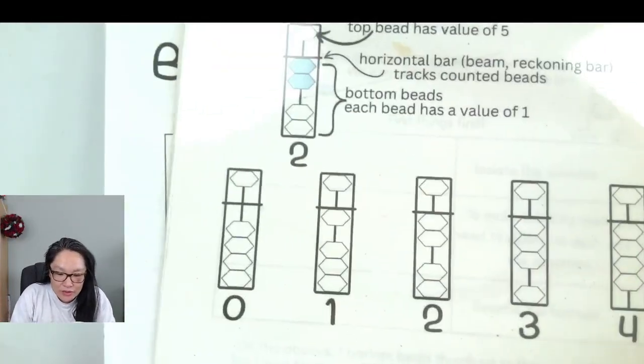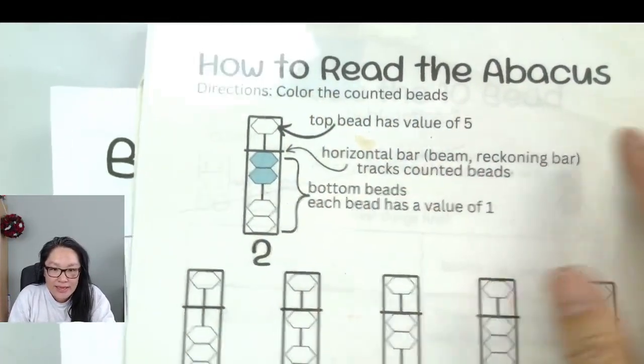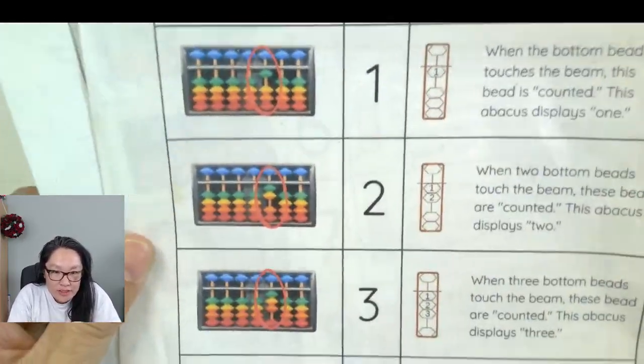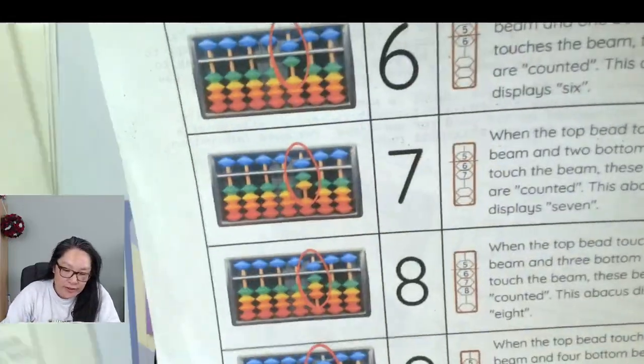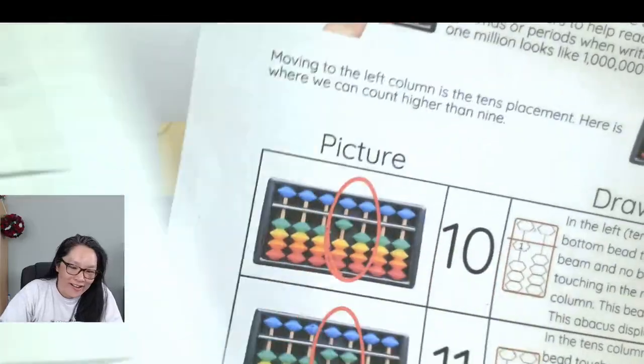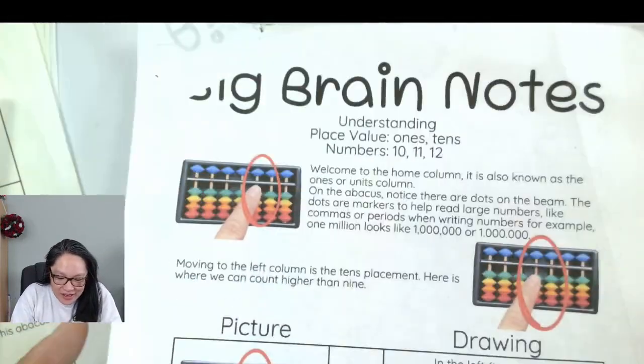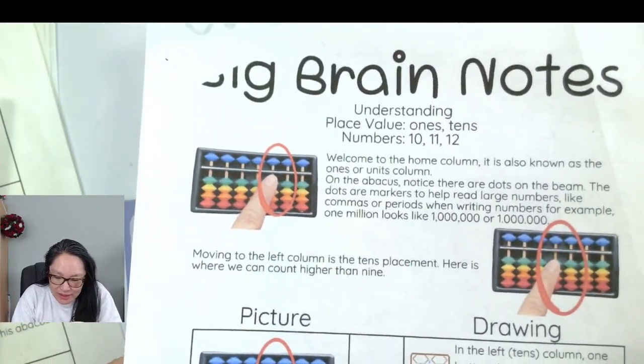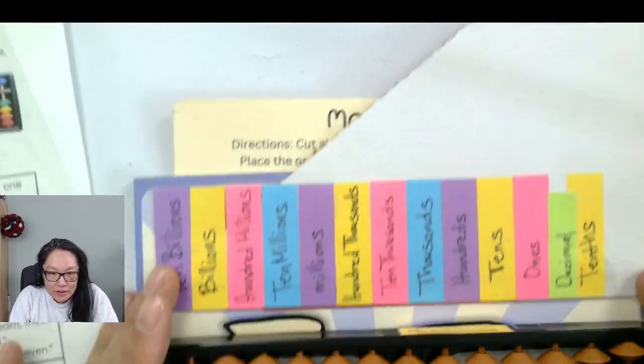And from here, it's just as simple: how do you read the abacus? It's a chart, a reference sheet on how to do it. And this is for free. You can have this. And I made this too. You can't find this anywhere. This one is about how to understand place values. That's it, and I have more.